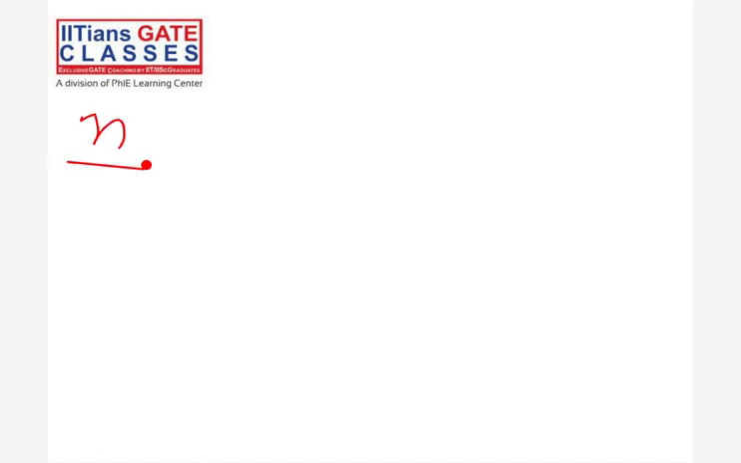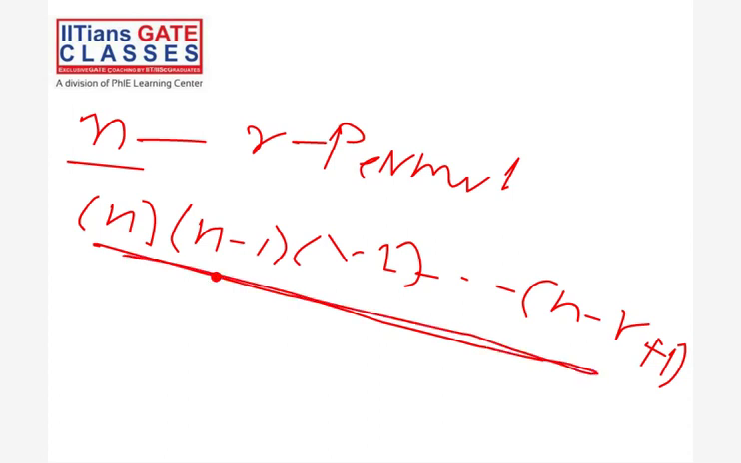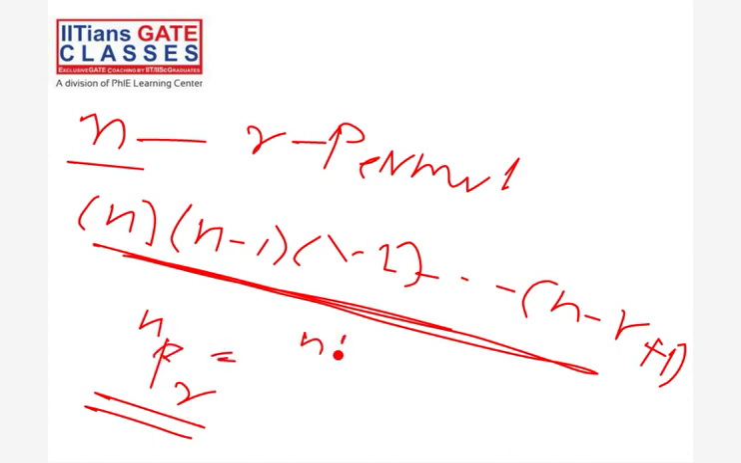If we have n distinct elements, and we want to make r permutations, then what will be the formula? The formula is simple: n into n minus 1 into n minus 2, and so on, up to n minus r plus 1. And if you notice, this is the same as npr. You can solve npr because npr is nothing but n factorial divided by n minus r factorial. If you expand this n factorial, it can be expanded like n into n minus 1 into n minus 2, and so on.